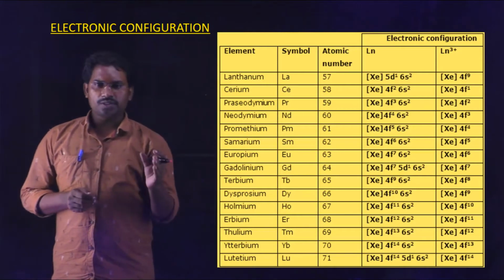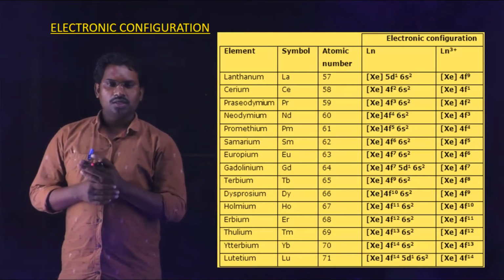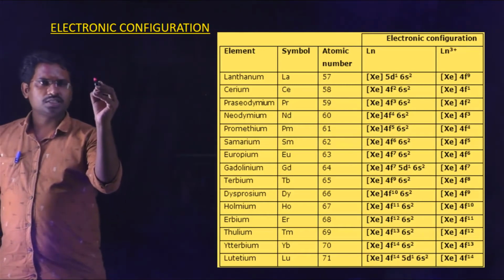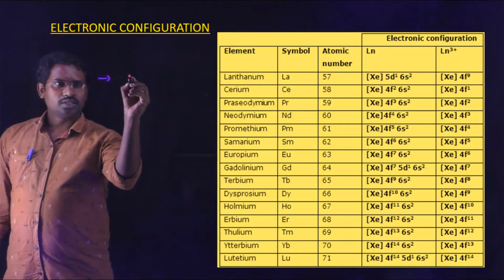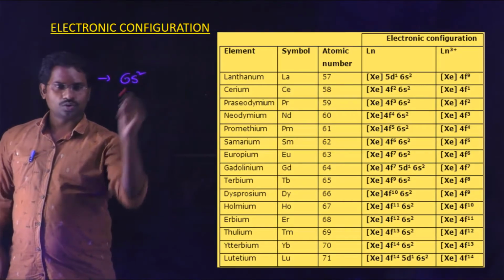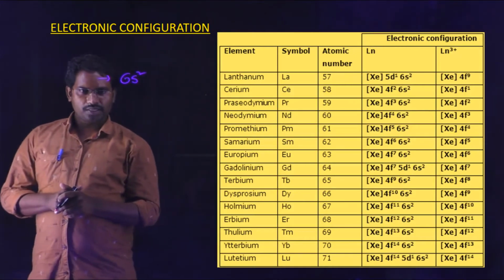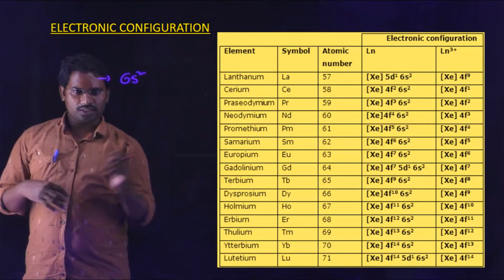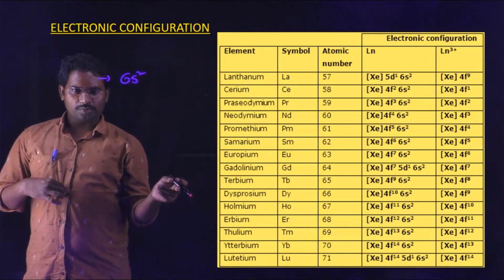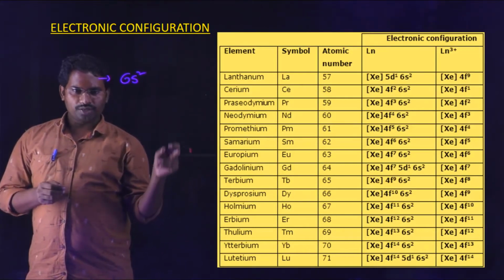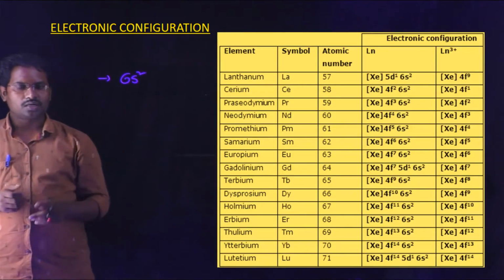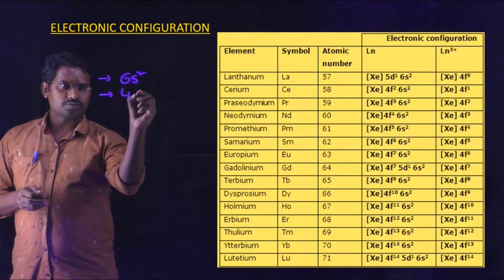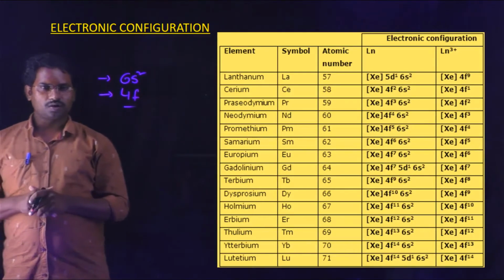So these 14 elements which come after lanthanum are called lanthanoid elements. Now look at their general configuration. Their general configuration has 6s2. Looking at the table, lanthanum is xenon 5d1 6s2. The second one is xenon 4f2 6s2, and so on. Lutetium, Lu, atomic number 71, is xenon 4f14 5d1 6s2. So the general electronic configuration of lanthanoids is 6s2 with variable occupancy of the 4f subshell.